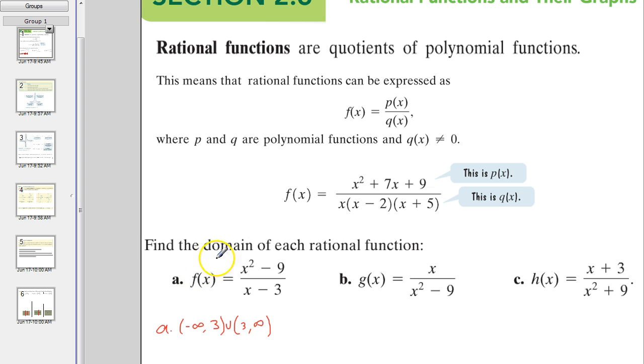It doesn't matter for domain if it cancels. You still have to restrict it even if it does reduce away. Right here, it does not reduce away. Nothing reduces away. So this still does factor to x plus 3, x minus 3. And now both of these are set to 0, and so we have to restrict positive 3 and negative 3. Remember, the way we write restrictions when there's more than one is we go from negative infinity to the lowest, which is negative 3.